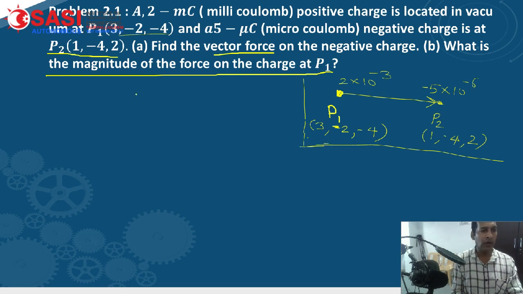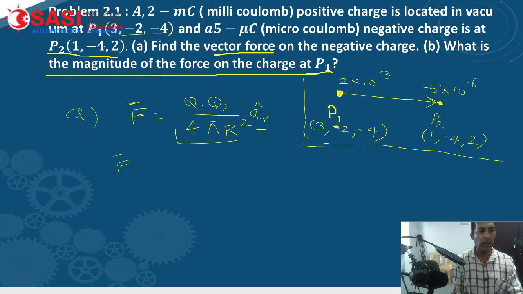Now first part we have to find out the vector force. So here let us write A: we have to find out vector force on the negative charge. So negative charge is minus 5. So how do we do it? Our formula: how do we find out vector force, that is F bar? It is given by the product of two charges, Q1 Q2, divided by 4 pi epsilon naught R square. This is the formula. Here we have to add the direction component, say AR cap. When we write vector we have to add the direction. So this part is magnitude and this part is direction. That is the whole vector.